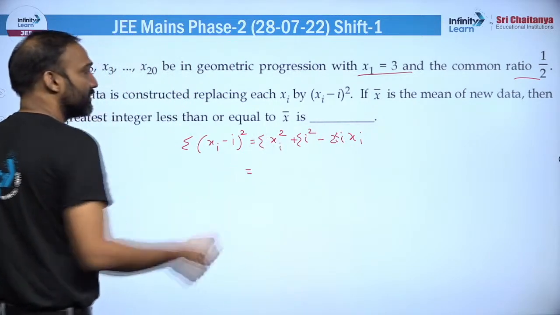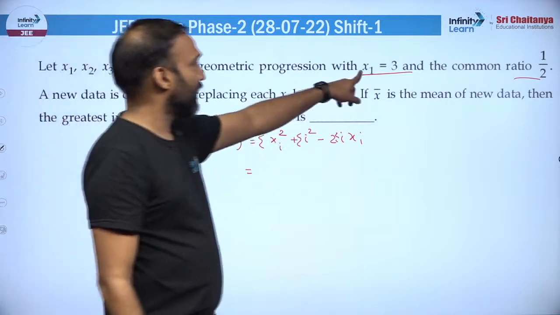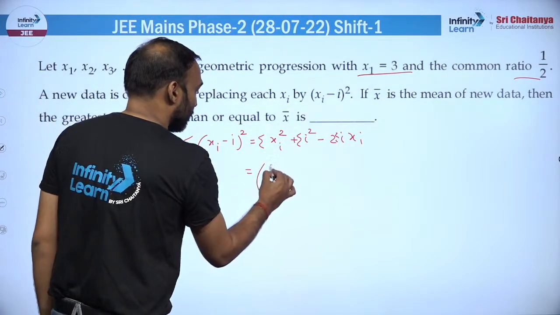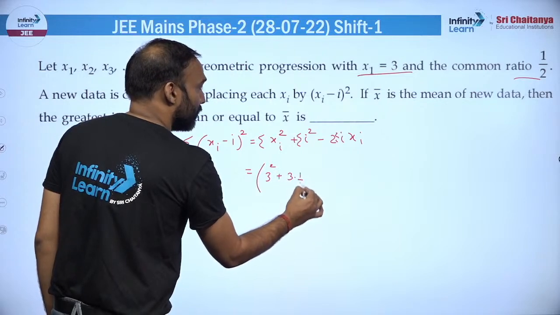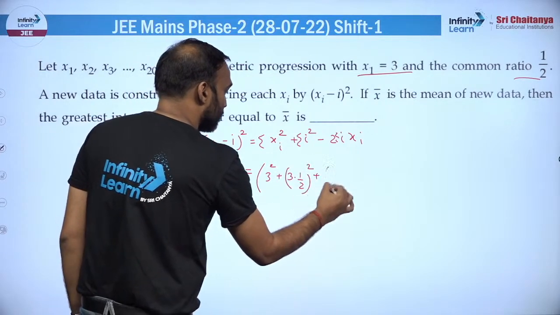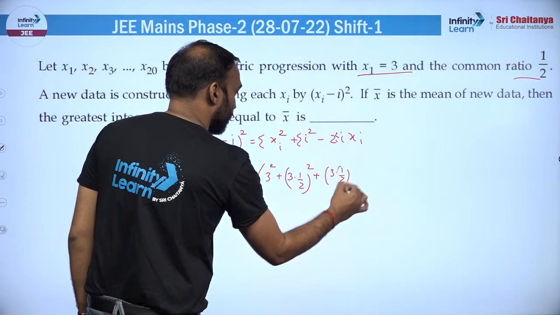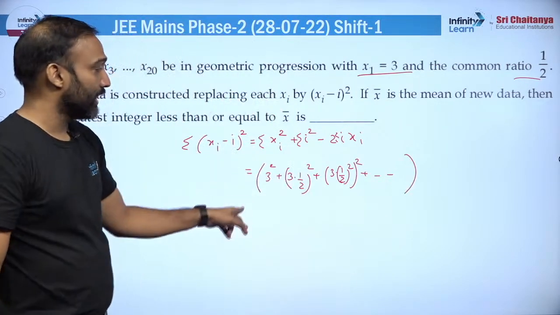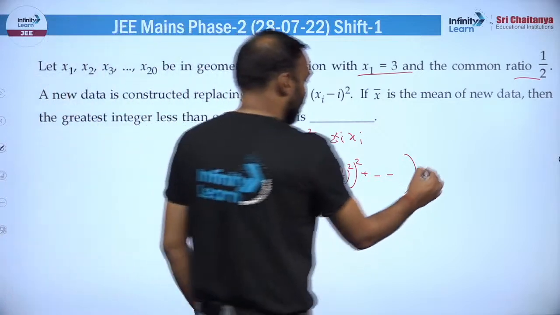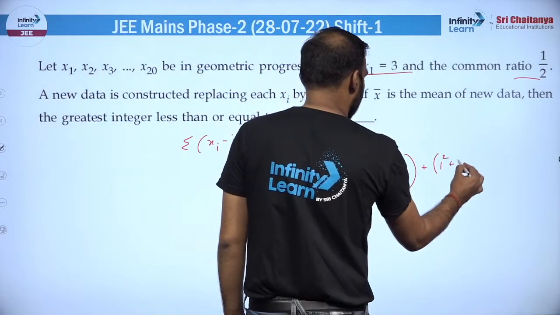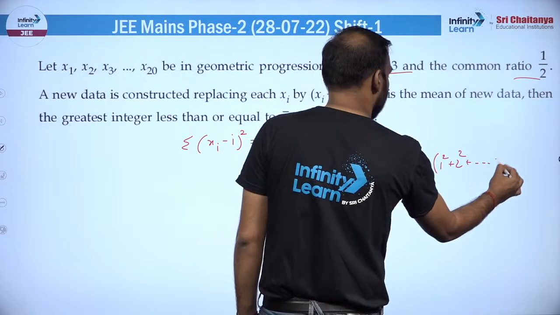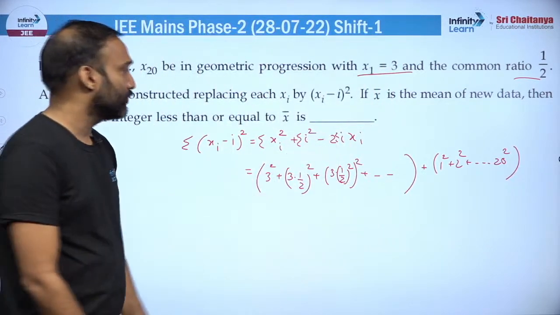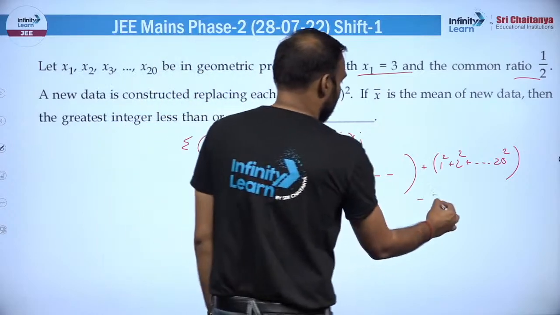Now sigma x_i square. Now observe over here, I know all the terms, right? So sigma x_i square would be 3 square plus 3 into half whole square plus 3 into half square whole square and so on. So this will be a GP, so I can find out this sum. Plus sigma i square. i square is 1 square plus 2 square and so on till 20 square. So I can use the formula for the sum of squares of natural numbers, minus 2.